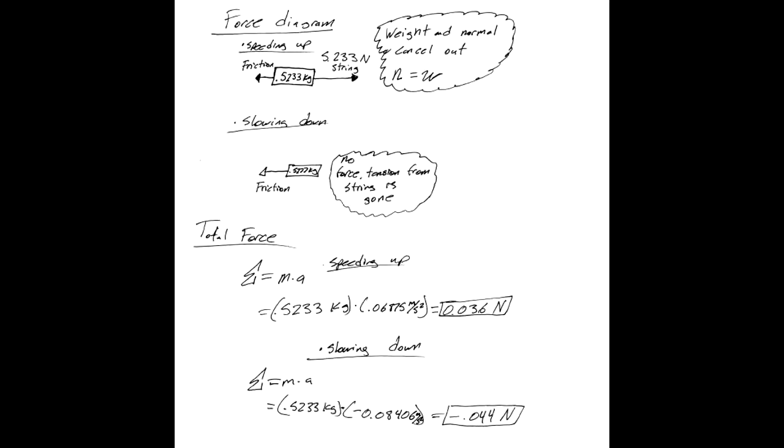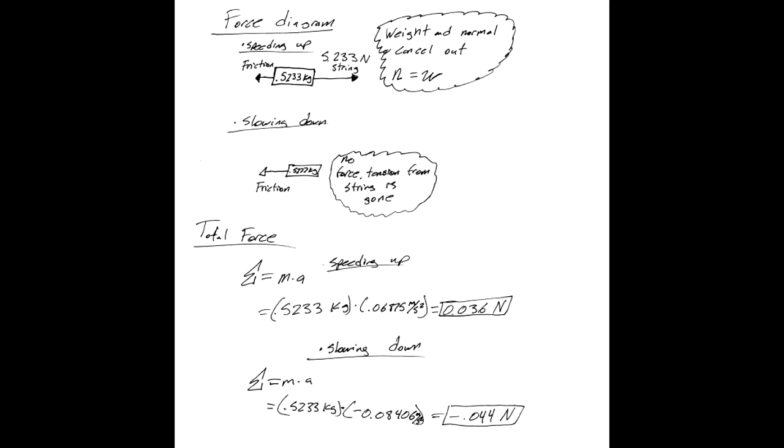And then for slowing down, the car no longer has any more tension since the string has released all its energy, so the only force acting upon it is friction. Total force, or net force, is the sum of the forces, which is equal to the mass of the car times the acceleration of the car.